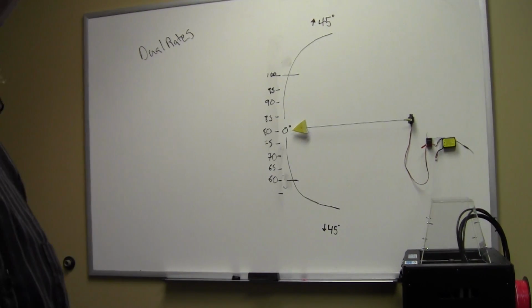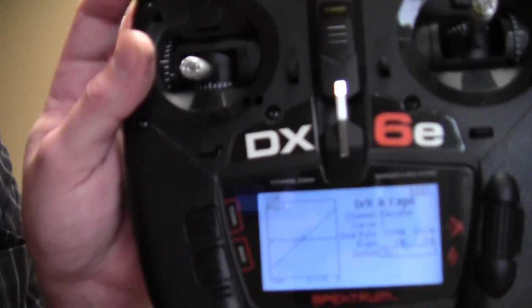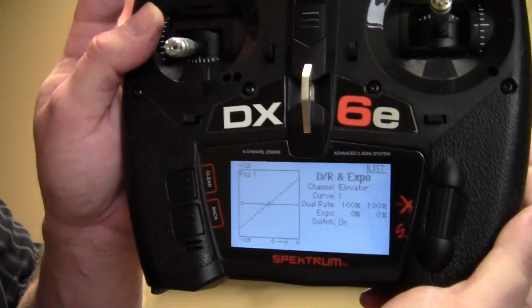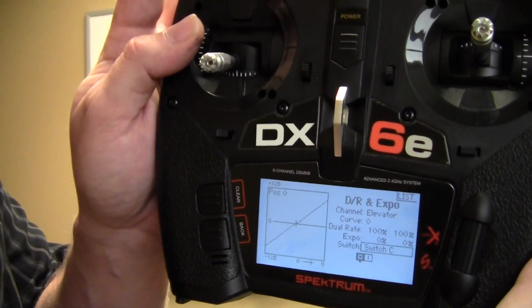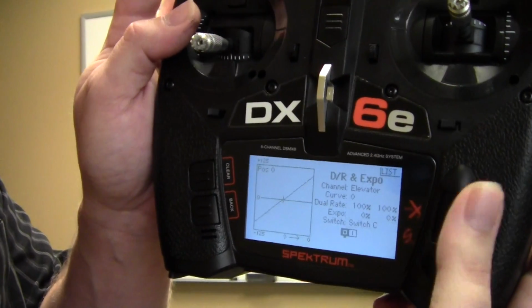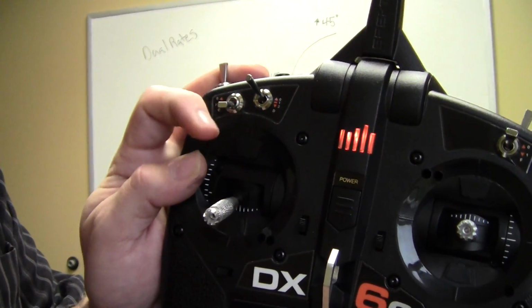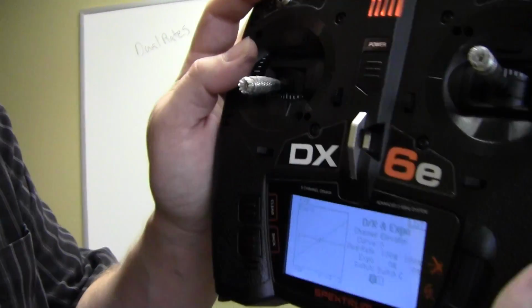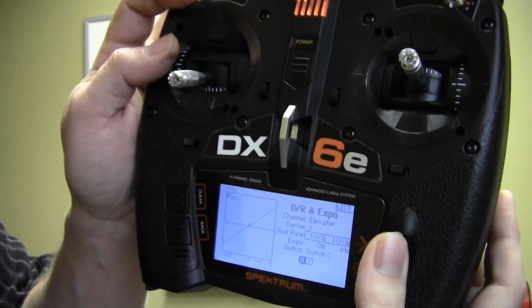To reduce our high rate of travel, we want to go to the DR and Expo menu, and we're going to choose a switch that we want our rates to be on. You can just flip the switch or you can choose it. I like to just flip the switch, makes it easy. Then we want to decide, okay, what position am I comfortable with my high rates being on? Down or up? Reason would think up would be high rates, so we'll keep it up. We'll go up to dual rate.